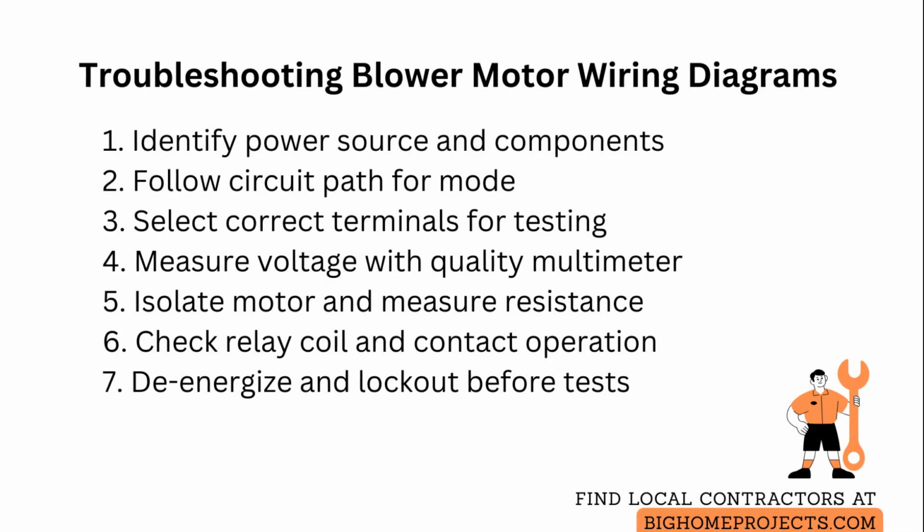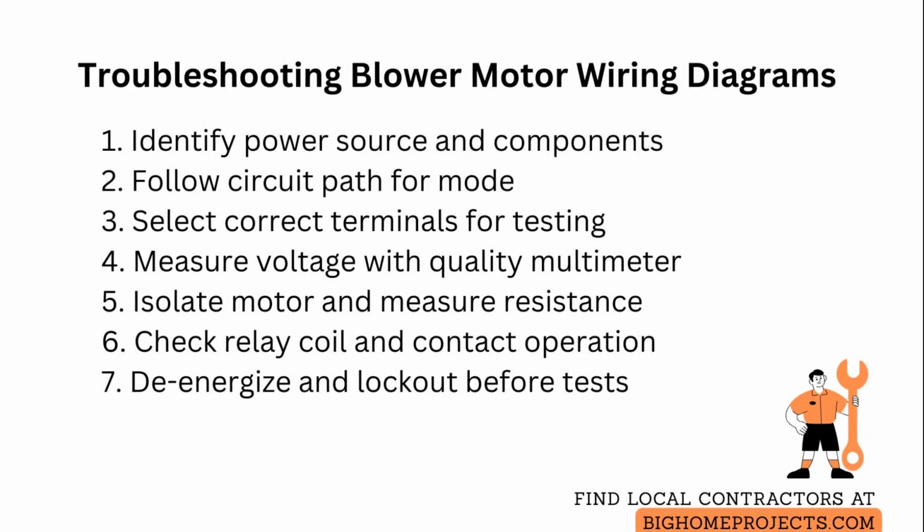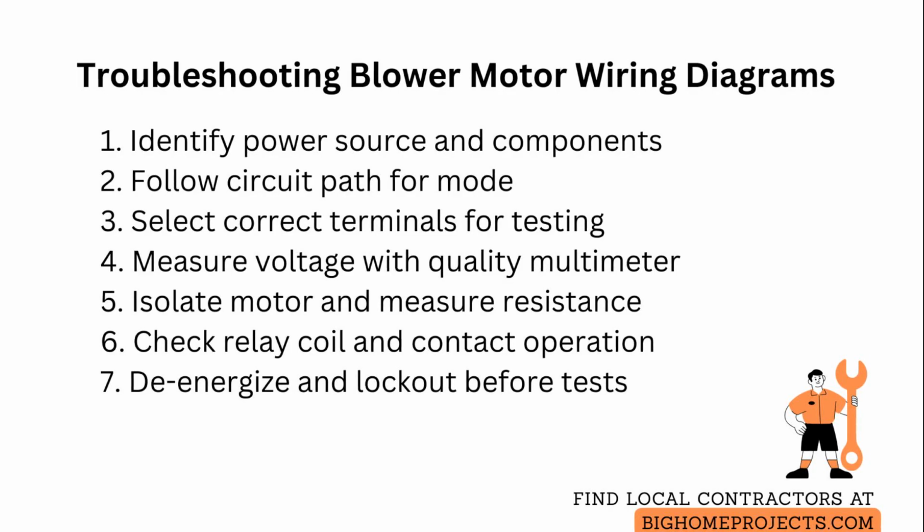Check relay and contactor operation by observing coil energization on the diagram and confirming that the associated contacts change state when the coil is powered. If contacts fail to change state, replace the device.